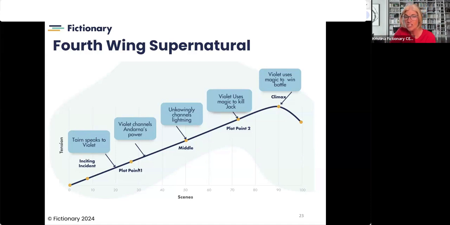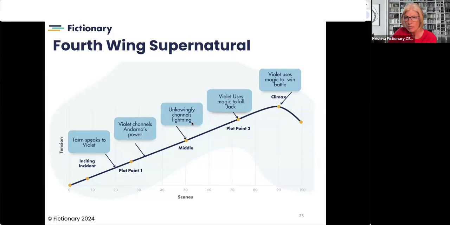At plot point 1, she not only bonds with one dragon, she bonds with 2. First time that's happened in the history of wherever they live, which I can't remember at the time, but not relevant. So she has 2 dragons, which makes her very unique. And between plot point 1 and the middle, her plot point 1 with magic is she channels her second dragon, Andarna's power. And she does this to save her life. So it comes from a very emotional place. And so she now knows on the supernatural, she has something there.